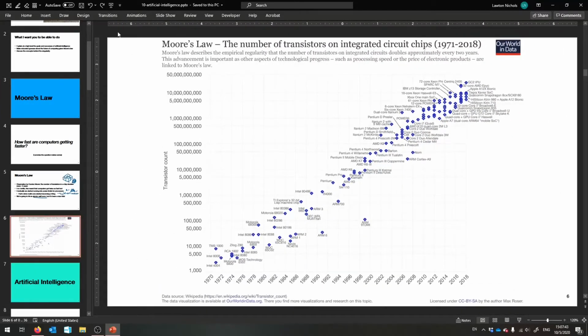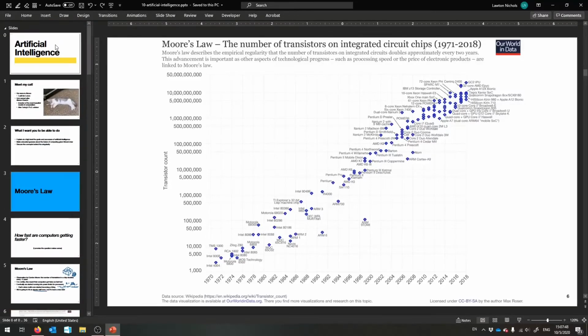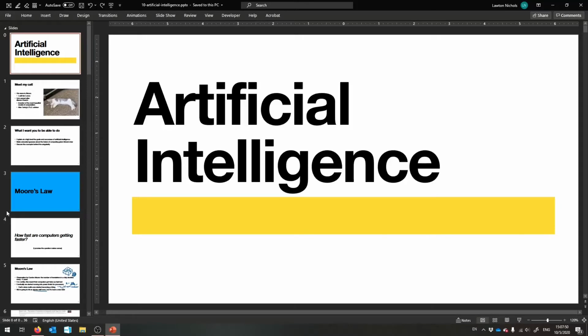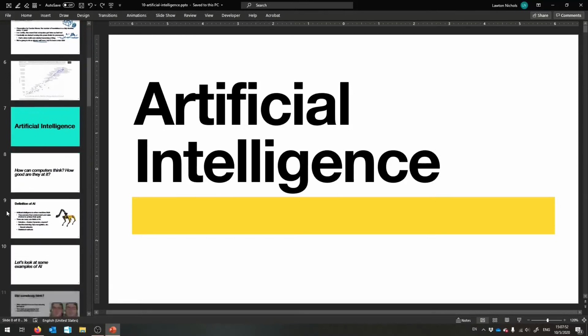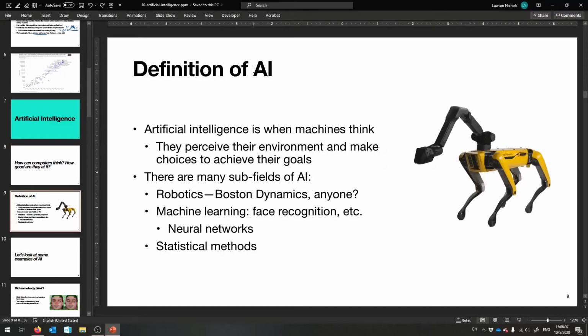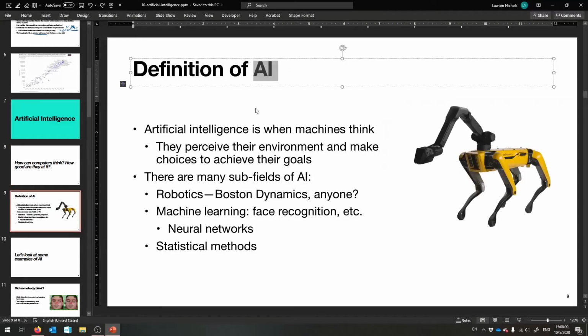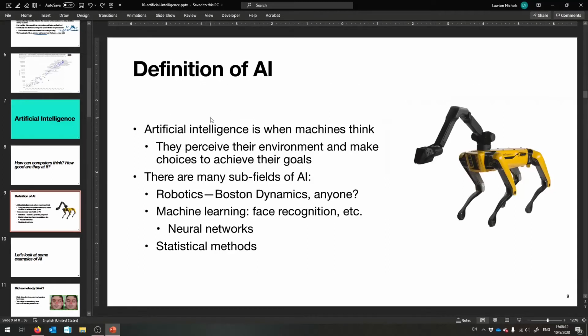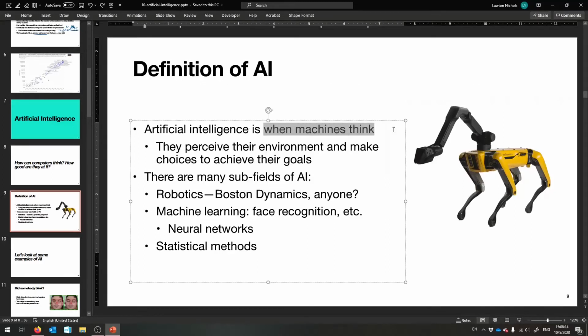Okay, so that is computers getting faster. And what does that mean for computers thinking? Well, if they can work faster, maybe they can think like a human, and eventually surprise us and convince us that they are humans, maybe. Okay, so artificial intelligence. How can computers think? How are they even good at it? AI is the shortened version of artificial intelligence. And the definition is, well, it's when machines think.